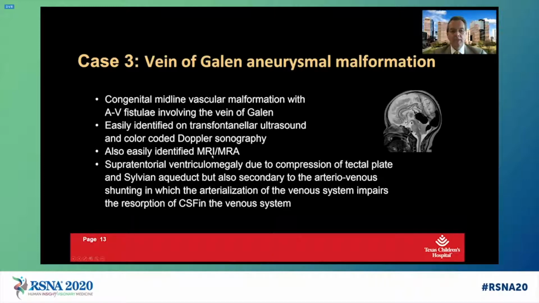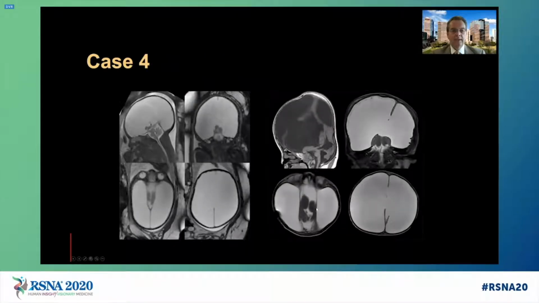in MRI and MRA. You can see a supratentorial ventriculomegaly due to the compression of the tectal plate by the dilated vein of Galen, but also secondary to an arterial pressure within the dural sinuses secondary to the AV fistulization. The increased intravenous pressure may impact the normal resorption of CSF into the pacchionian granulations and the superficial venous system with consequent hydrocephalus. Next case, fetal and postnatal imaging.